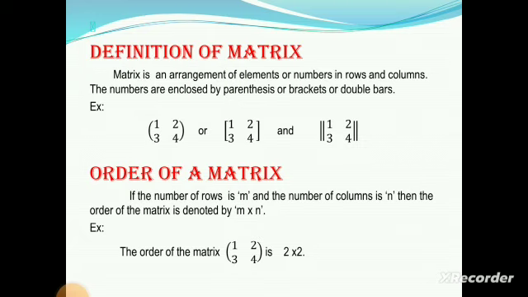Next, we're going to see about the order of a matrix. If any matrix has m rows and n columns, then the order of the given matrix is denoted by m cross n. We have an example where the matrix has two rows and two columns, so the order of the matrix is 2 cross 2.